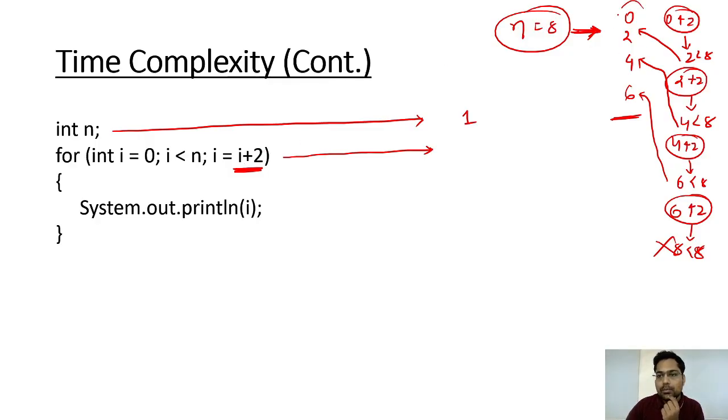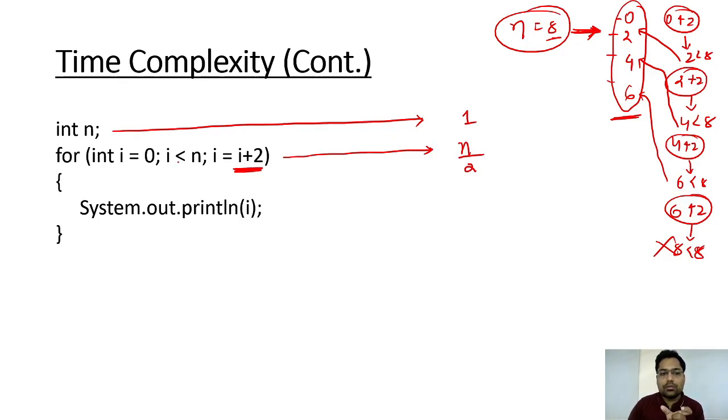Here the number of outputs we are getting is n by 2, which is 4. Okay, the number of outputs we are getting: 1, 2, 3, 4. So we are getting 4 based on the n value and based on the plus 2. If plus 2 is there, the number of times it is running is n by 2. The output we got is n by 2. Simply you write n by 2.